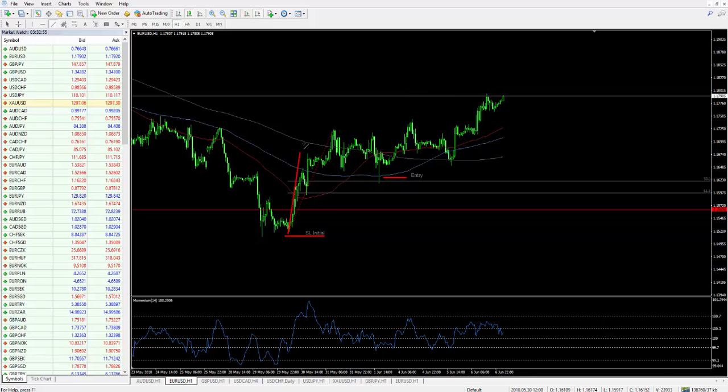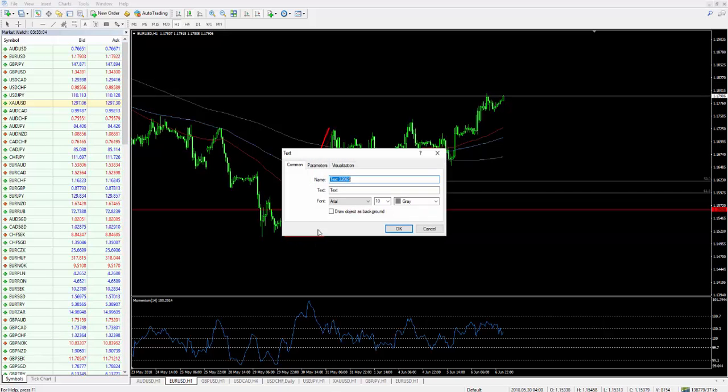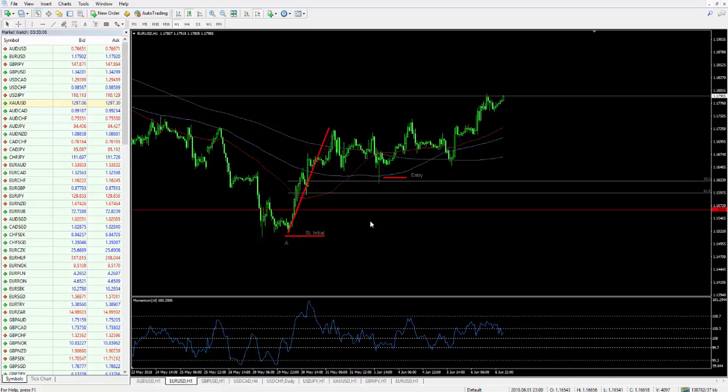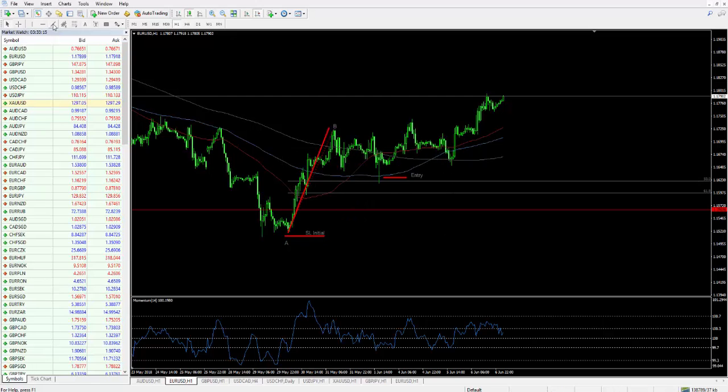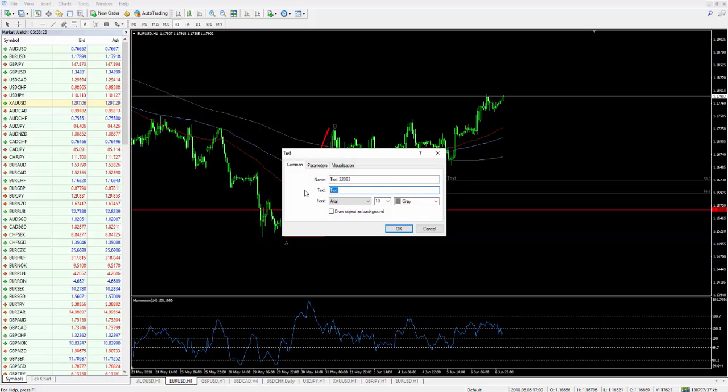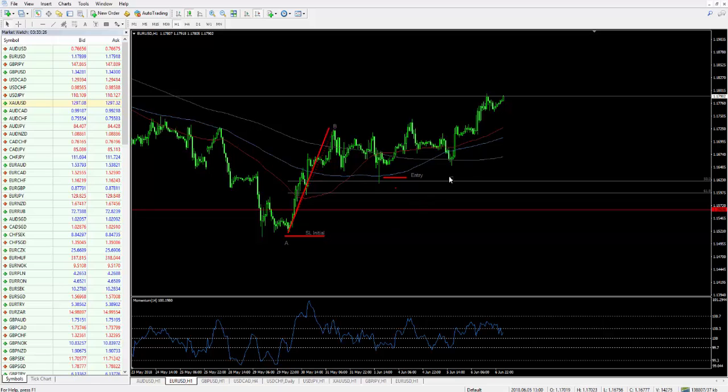My target is, let me just do this so it really sinks right in. This is point A. Our next one is point B. Our next point is point C. Now, let's have a discussion about where point C is. Point C is not the 618. It is not the entry.